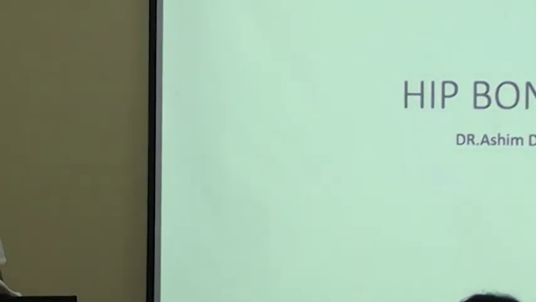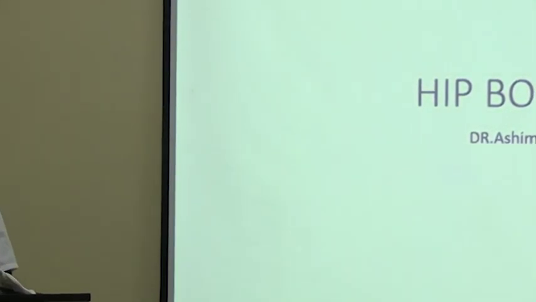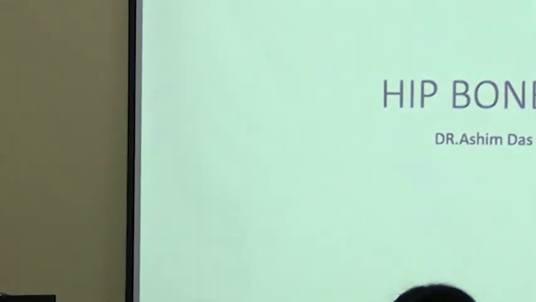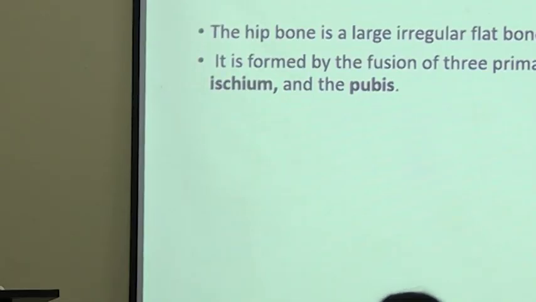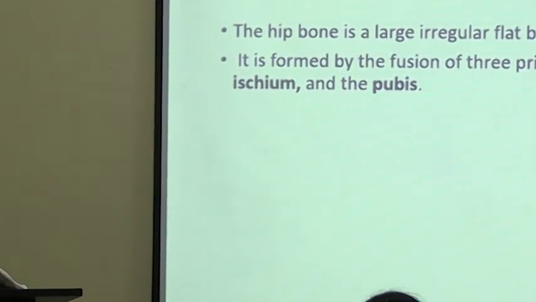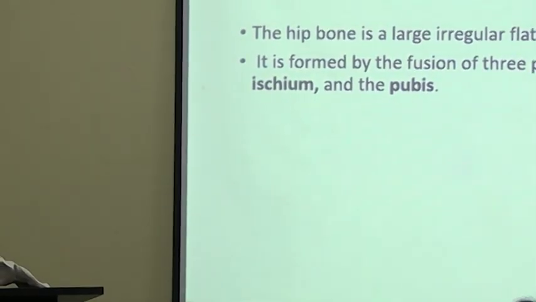So today we will discuss the hip bone. This is one of the most important bones in the lower limb. You can see here, this is the large bone, and this is the flat irregular bone which is located in our hip region.